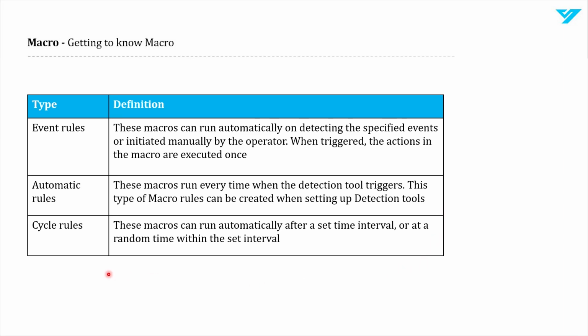Last but not least, we have cycle rules. So these macros can run automatically after a set time interval or at a random time within the set interval. So this type of macros will always run in the background as long as it is within the time template. For example, I can program Lumicenter to send me an email every 8 hours. Or I can program Lumicenter to send me an email within the 8-hour time interval randomly. So this is cycle rules. I will give you more details later.